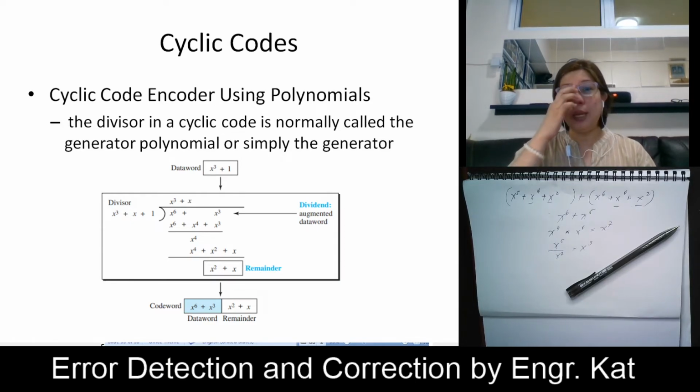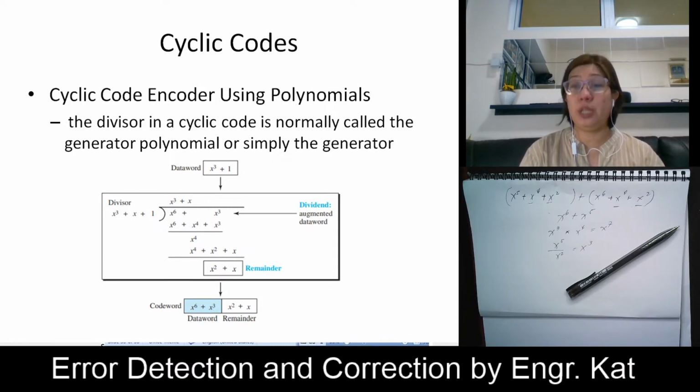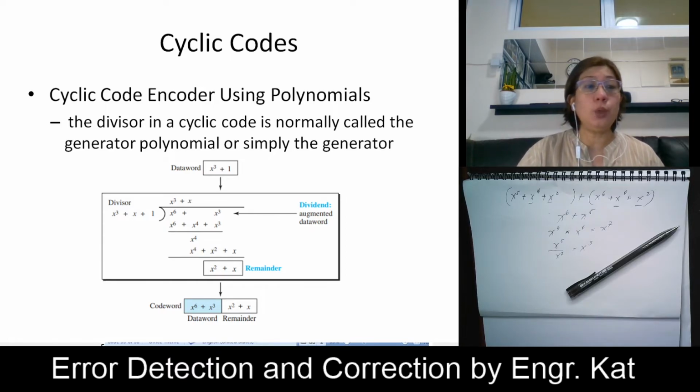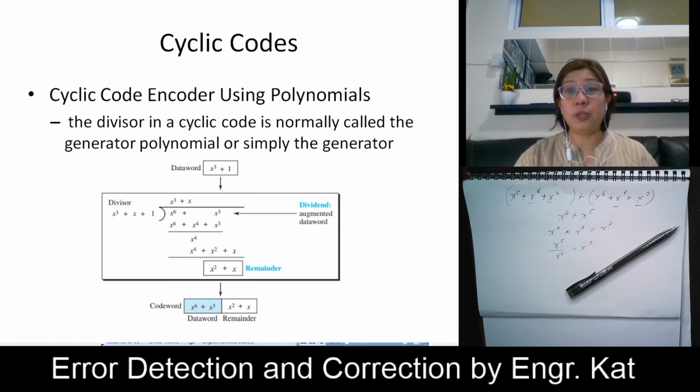So this is your cyclic code encoder using polynomials. The divisor in a cyclic code is normally called the generator polynomial, or simply the generator. This is just like what we did earlier, but this time it is in the form of polynomials. This will show you the creation of a code word from a data word, a polynomial version of the CRC encoder that we discussed a while ago. So this is a CRC division using polynomials. The process is shorter, as you can see.